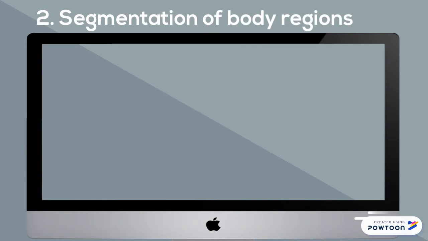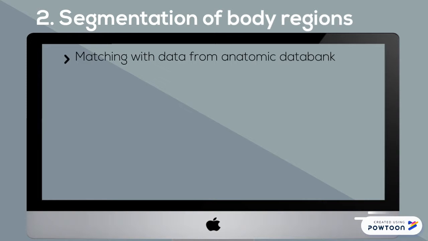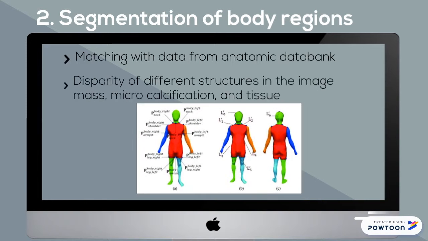The second step is segmentation of body regions. In this step, the computer uses the data from anatomic data bank to identify whether the region of interest on the image represents mass, microcalcification, or tissue.